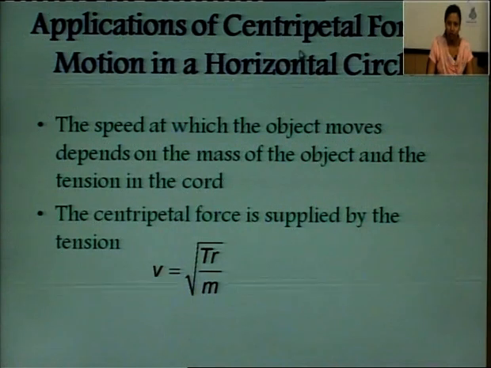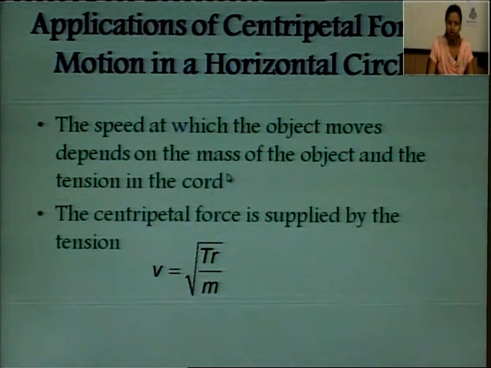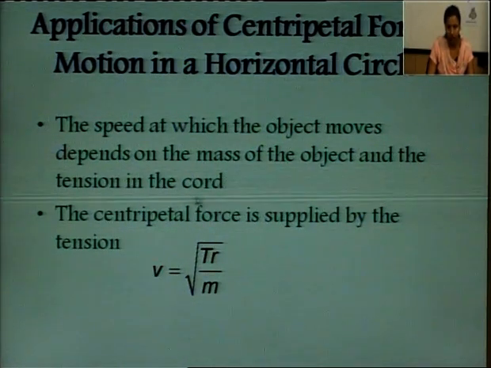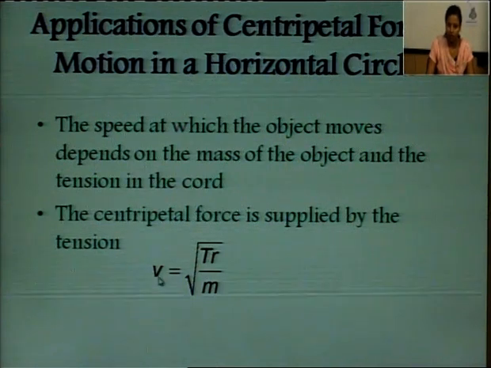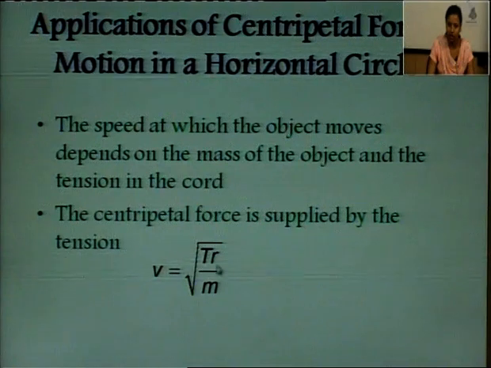Now we will come to the application of centripetal force: motion in a horizontal circle. The speed at which an object moves depends upon the mass of the object and the tension. So velocity is v = sqrt(Tr/m), where T is tension, r is radius and m is mass. So T here becomes equal to the centripetal force.